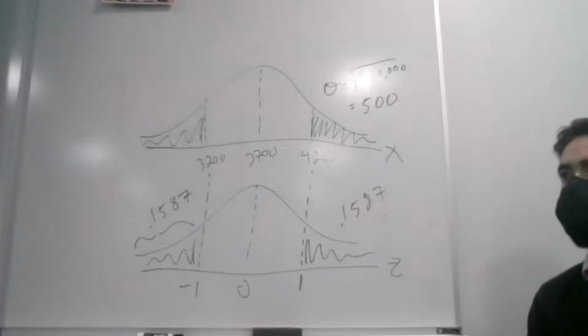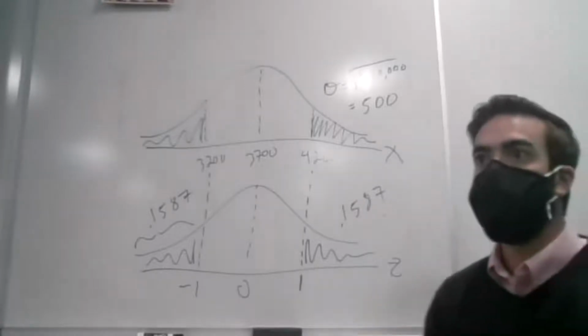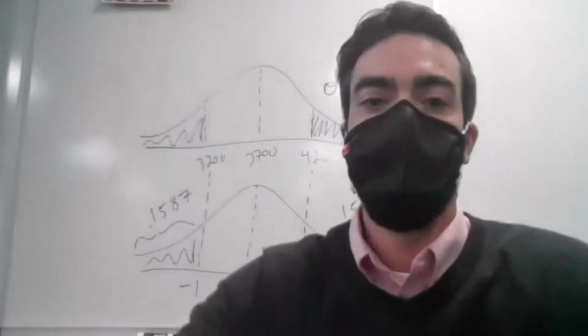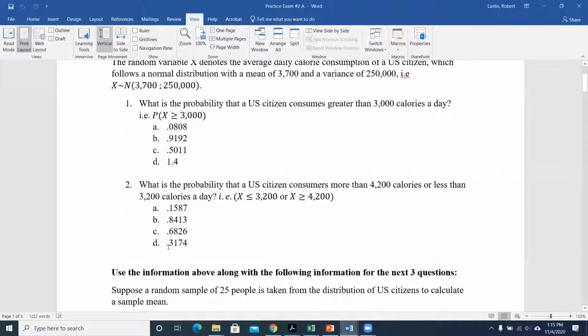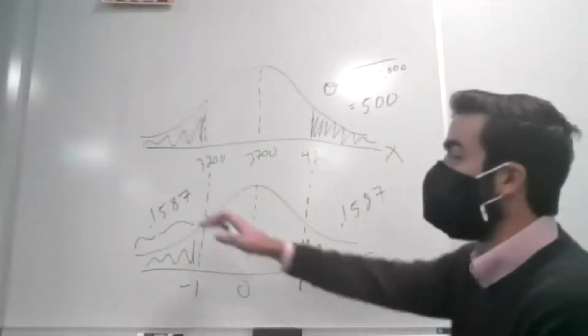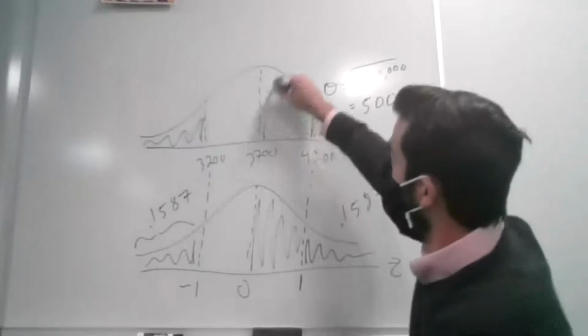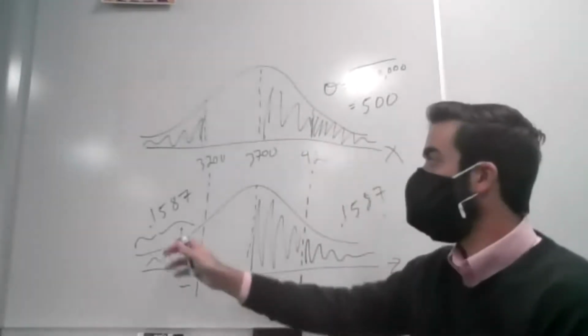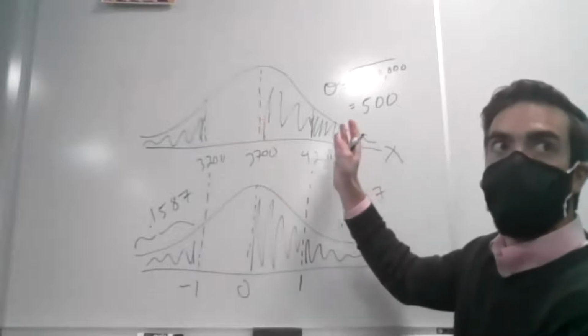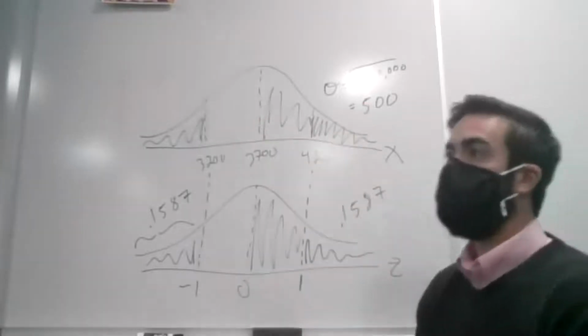Now I simply add them up: 0.1587 plus 0.1587, or multiply it by 2 since they're the same value. So we get 0.3174. Now, if I do ones like this, typically I'm pretty nice and I'll give you values the same distance away from the mean. Or something else I might do is ask, what's the probability it's less than 3,200 or greater than 3,700? In which case you would find this and add 0.5, because the area to the right of the mean is 0.5.